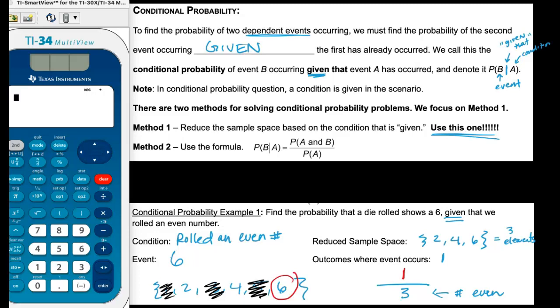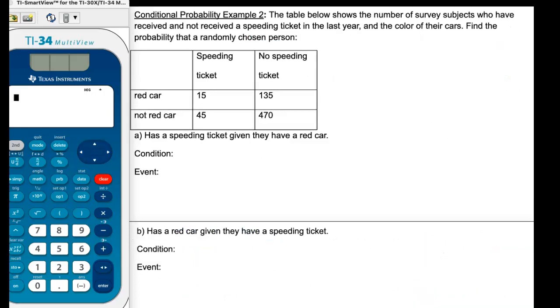Okay, let's look at an additional example. Example 2 says the table below shows the number of survey subjects who have received and not received a speeding ticket in the last year and the color of their cars. Find the probability that a randomly chosen person has a speeding ticket given that they have a red car. You want to look at the statement after the word given first. That is the condition. That's going to reduce the sample space. So given that they have a red car, the condition is they have a red car. We only want to look at red cars.